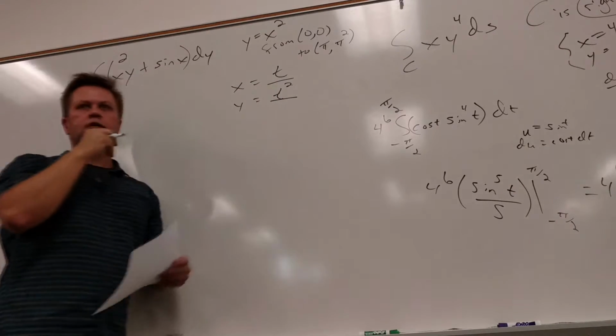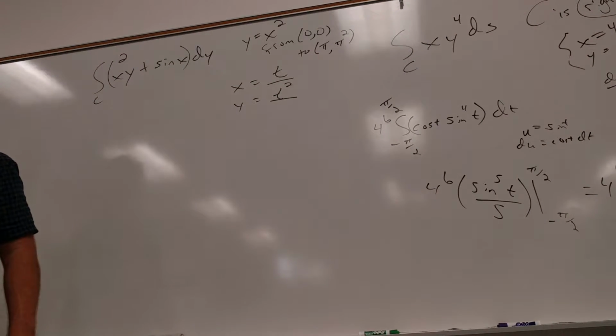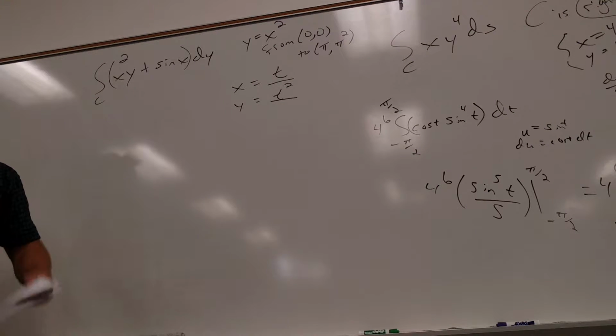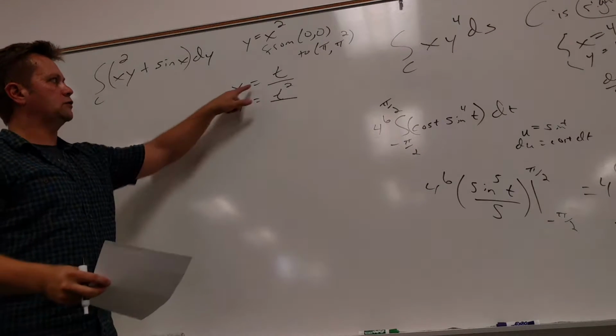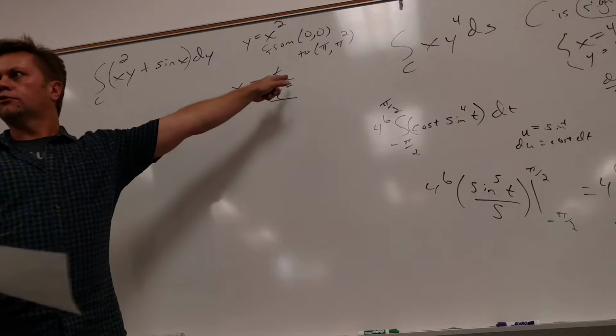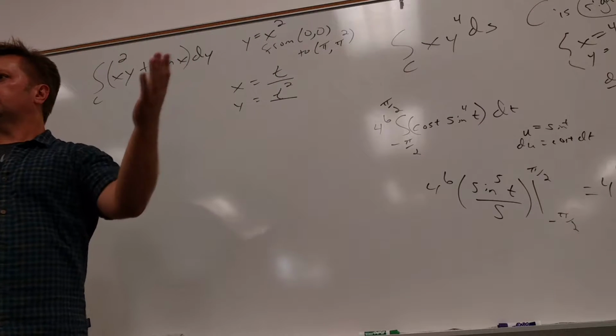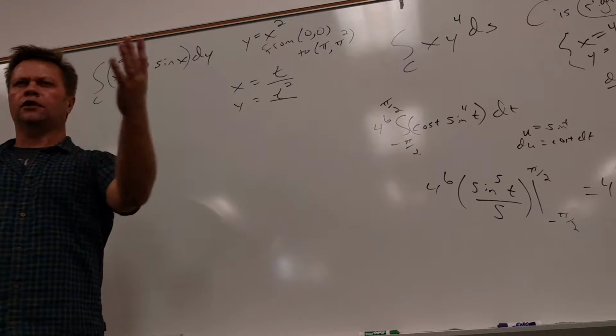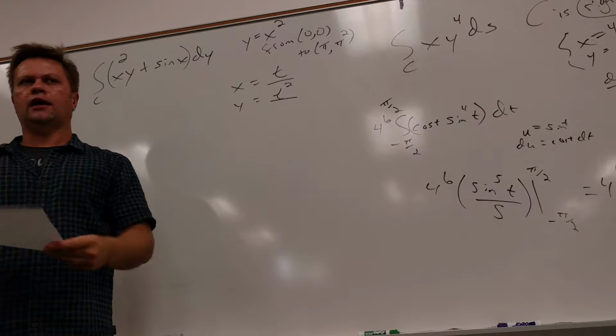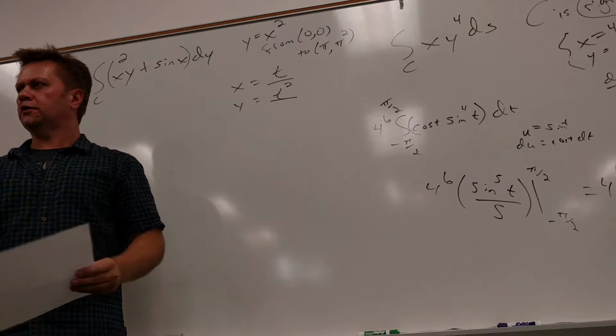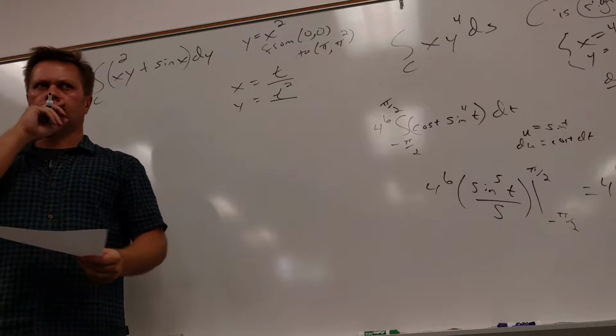So the most basic way to parametrize anything is to let something be t. So I could have chosen y to be t, and then x would have been root t. I'm not going to do that to myself necessarily. I kind of want to stay away from radicals if I can. Maybe it won't make it that much worse, but why do that to yourself?